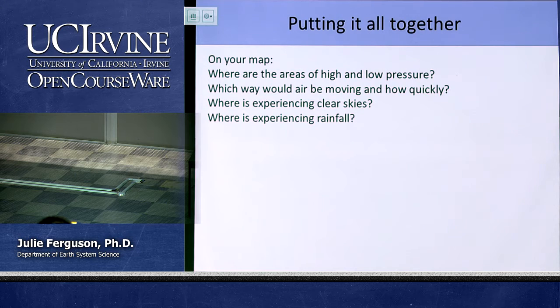So where do you guys think it's going to be windiest on my map? Over here. Yep, over here. Okay. What do you think might be happening here? Is it going to be moving into here or out of here? Into. And which way do you think it's going to be spiraling? To the right. So there you go. Draw it on. See if you can.